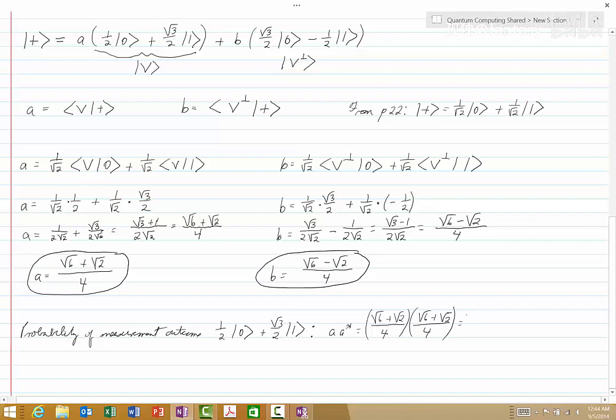And that will be equal, we square the first term, that will give us 6, and square the second term will give us 2, so that's 8, and then multiply the first times the second, double it, so we have 8 plus 2 times the square root of 12 over 16, which could be written as 8 plus 4 times the square root of 3 over 16, which is 1/2 plus the square root of 3 over 4.